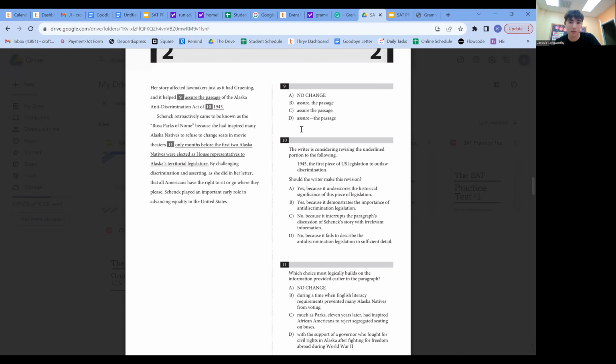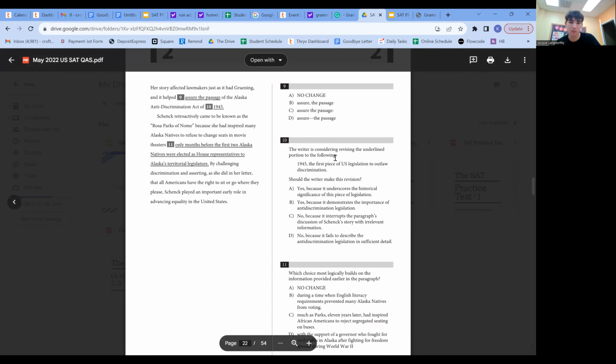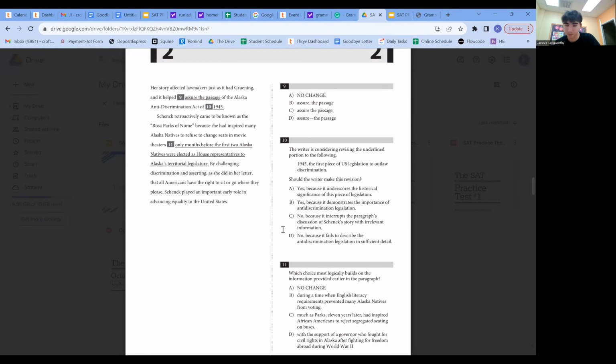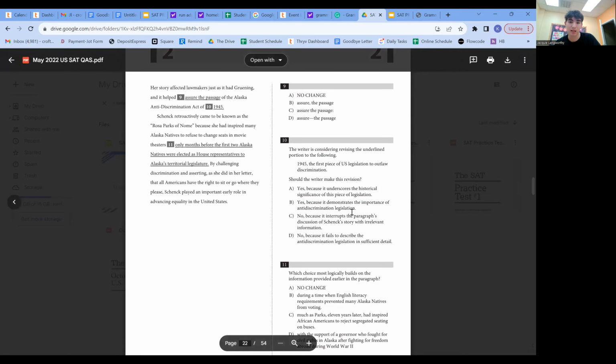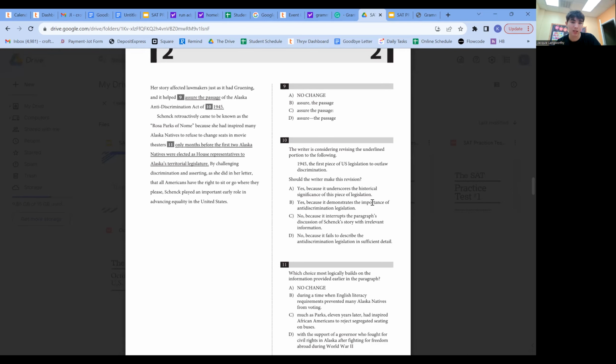10. The writer is considering revising the underlined portion to the following: 1945, the first piece of U.S. legislation to outlaw discrimination. So the writer should make this change because it elaborates on the significance of it. So it gets rid of C and D, and it doesn't actually show the importance of it. So it's A, most significant.